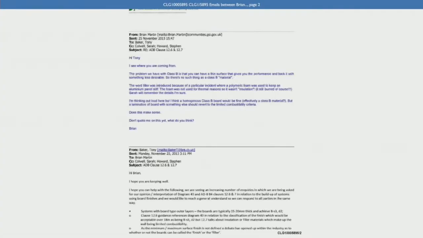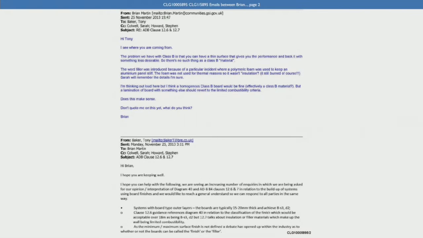Let's take a look at it, just to see if it prompts a recollection. It's CLG 1005895. And if we scroll down in the email run, please, to page 2, we can see that there's an email of the 25th of November at the bottom of the screen from Tony Baker to Brian Martin, copied to Sarah Colwell and Stephen Howard. Subject, ADB clause 12.6 and 12.7. And at the second paragraph, it says, I hope you can help with the following. We're seeing an increasing number of inquiries where we're being asked for our opinion/interpretation of diagram 40 and ADB B4, clauses 12.6 and 7, in relation to the build-up of systems using board finishes. And we would like to reach a general understanding, so we can respond to all parties in the same way.